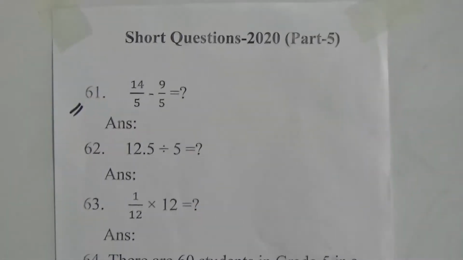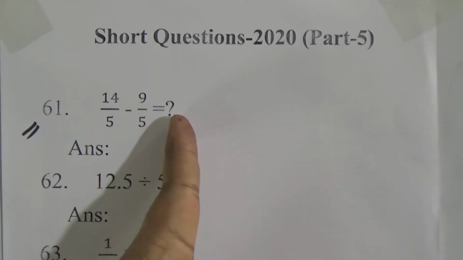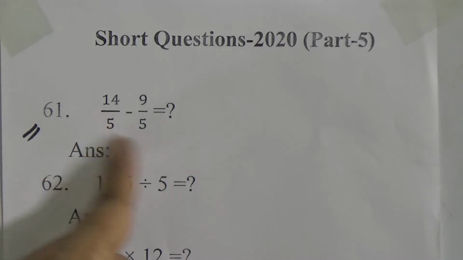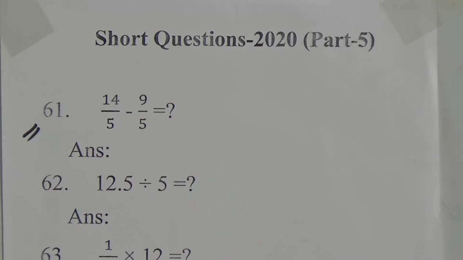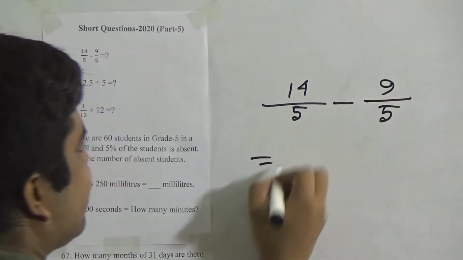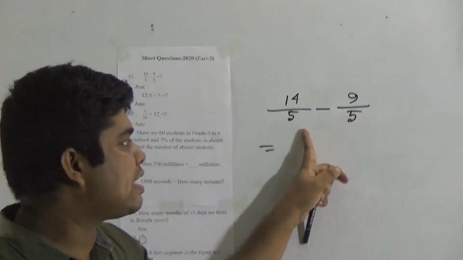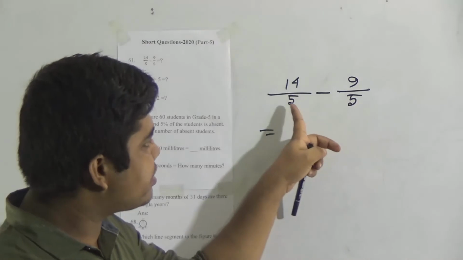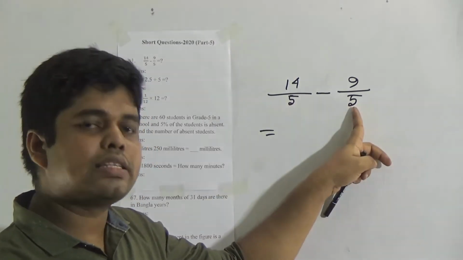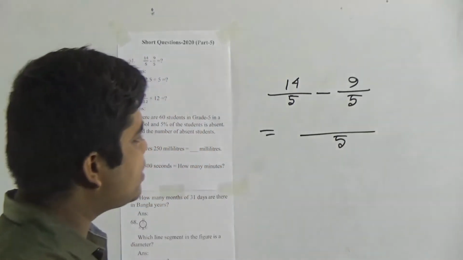Dear student, notice this is a subtraction of two fractions. The subtraction of two fractions is 14 divided by 5 minus 9 divided by 5. So I write here 14 divided by 5 minus 9 divided by 5. In order to do subtraction, at first we find out the LCM of the denominators. Here denominators are 5 and 5, so its LCM must be 5. So I write this 5 here. Notice 5 is the LCM.